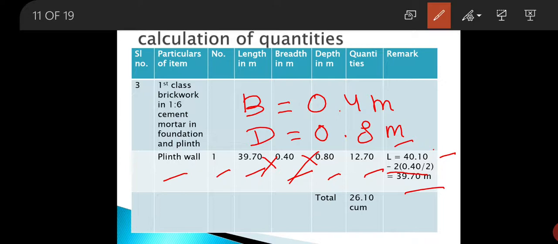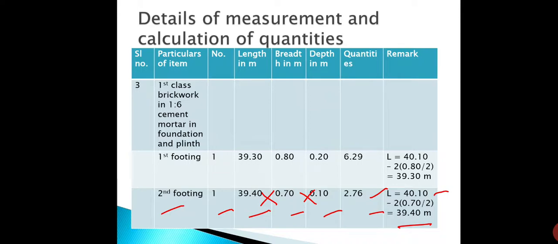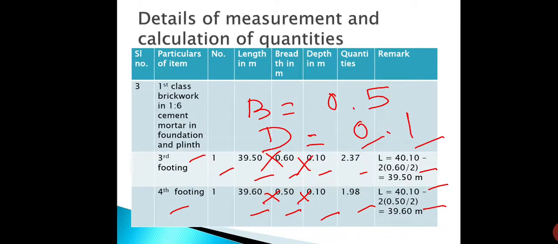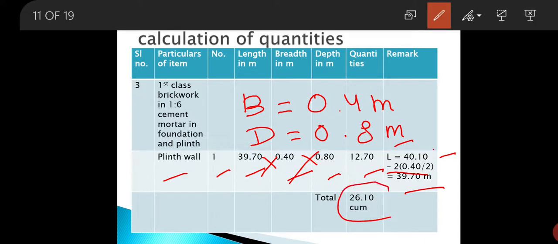So by adding all the footings, that means the quantity of first footing, then second, then third, then fourth, and then plinth, we will get the total quantity of your brickwork in foundation. You can also tally this result with your long wall and short wall method, which will give you the same quantity, that is 26.10 cubic meter.